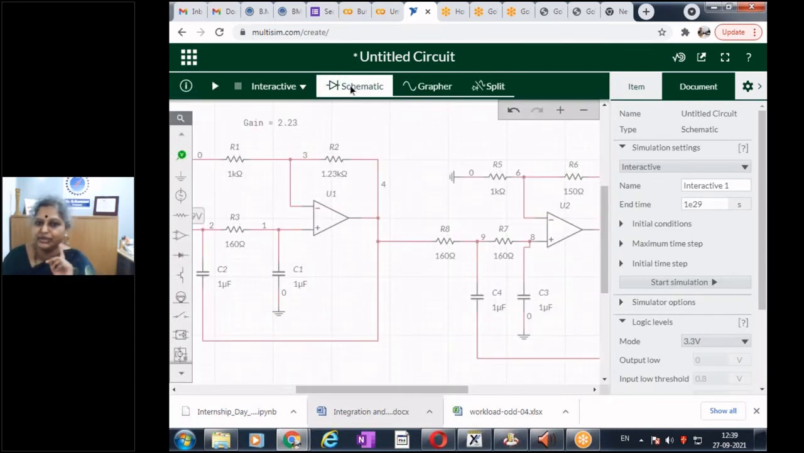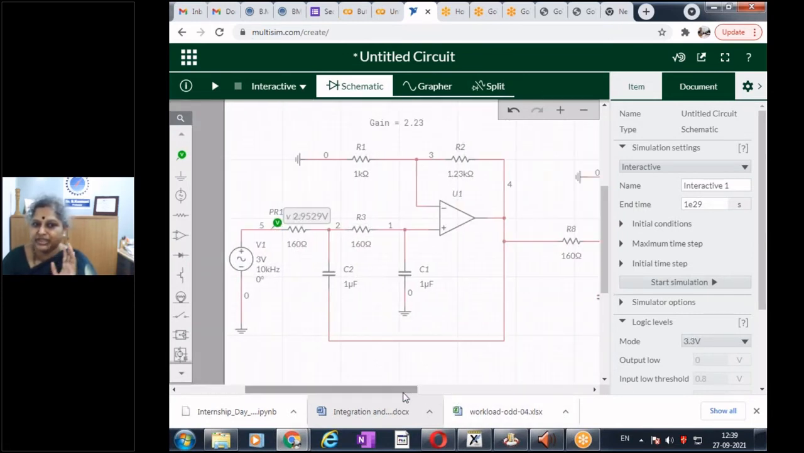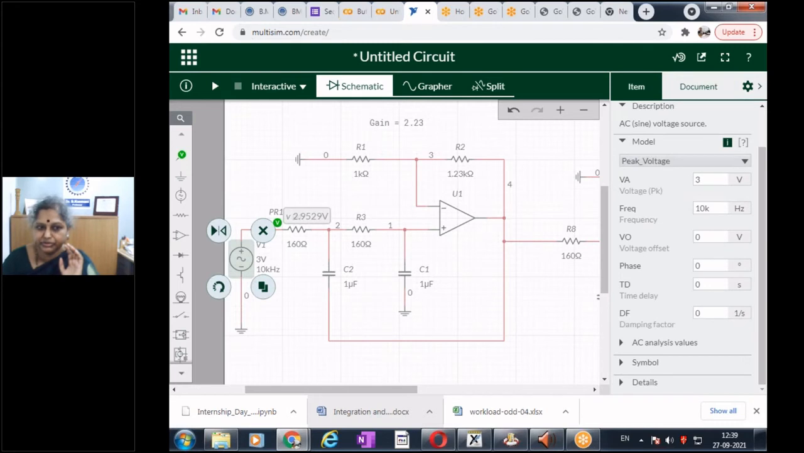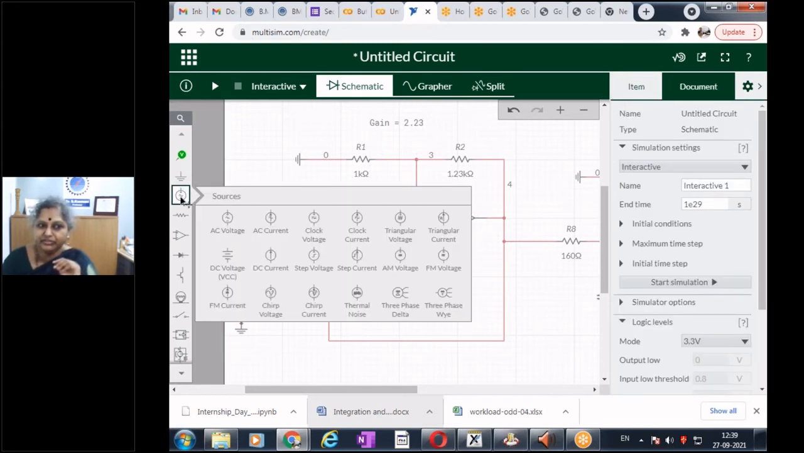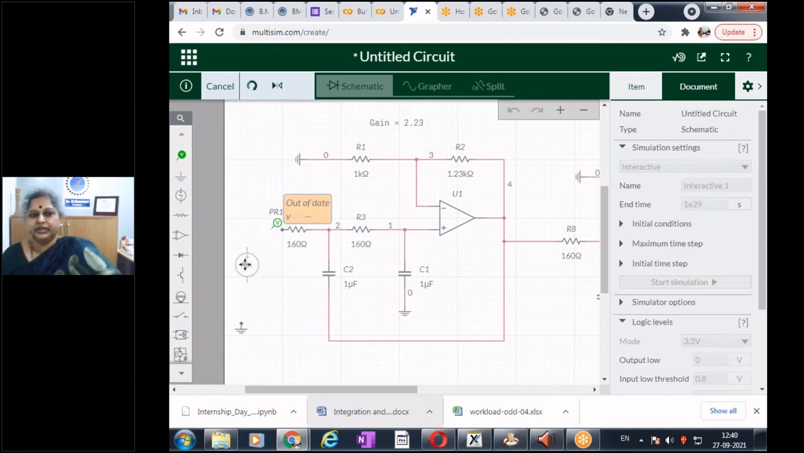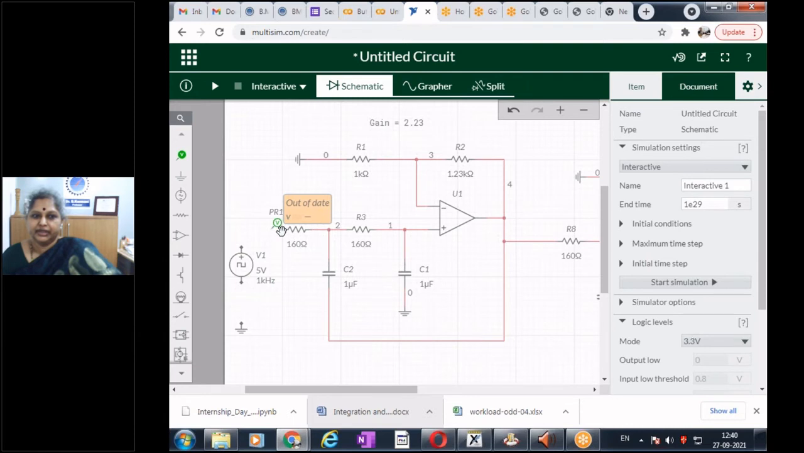Now you see, I told you I'm going to show you something very exciting. Now please watch this very carefully. What I will do is I will remove the input. I'm going to remove this input, and instead of giving a sine wave, I am going to give a square wave, clock voltage. Please take the clock voltage and put it. Put the clock voltage and give that as the input.